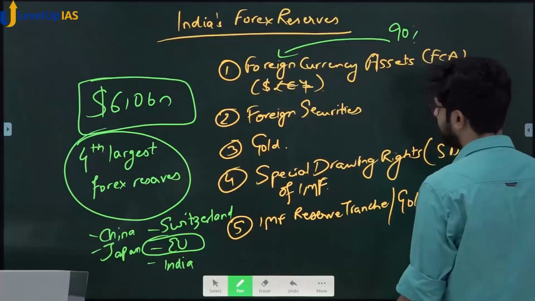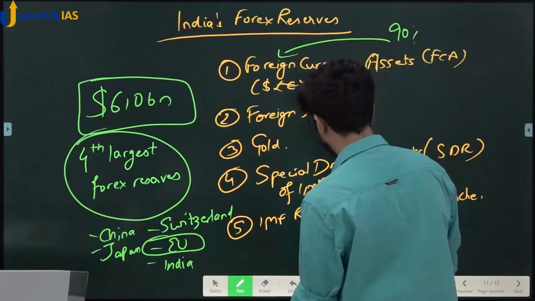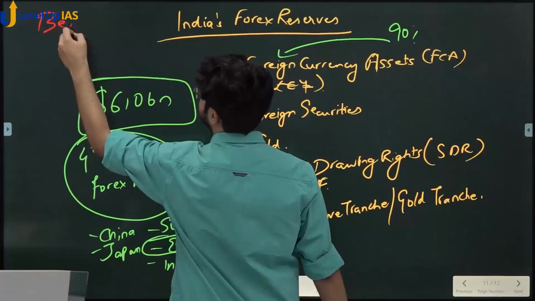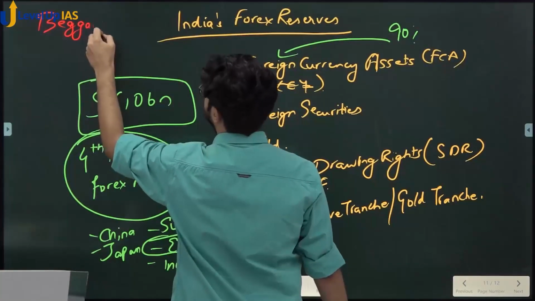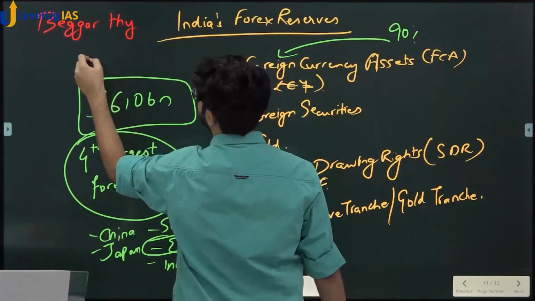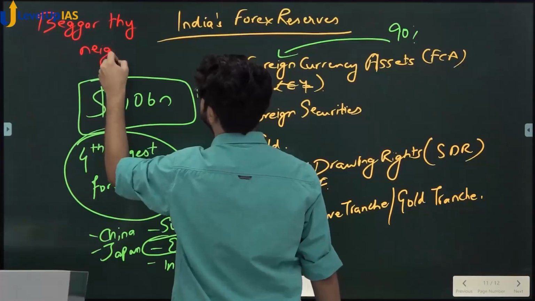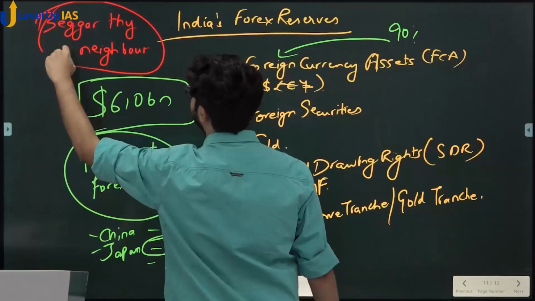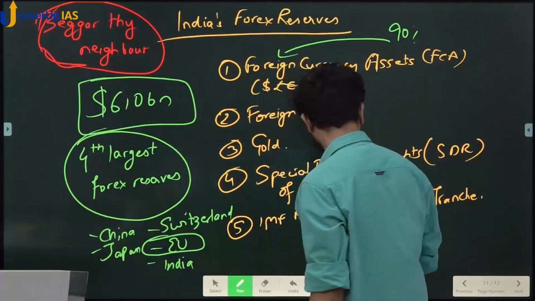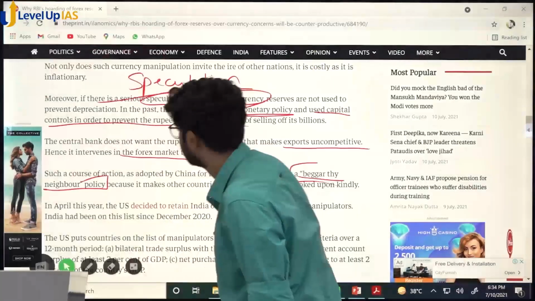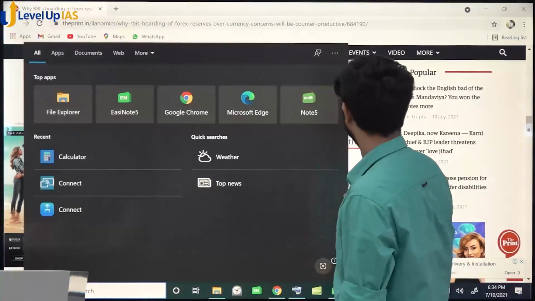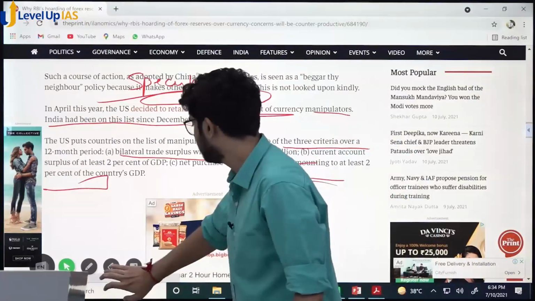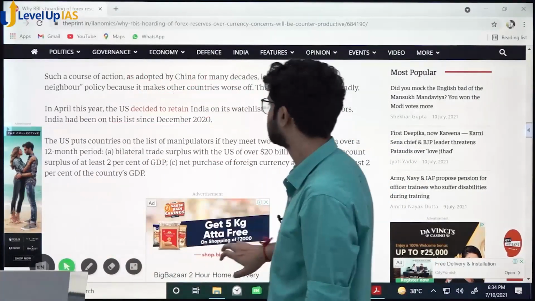Very, very, very important. I'll just write it here. Sir, out of all the colors of red, why do you write in this one? Yeah, I know. Beggar thy neighbor policy. Where did it go? Beggar thy neighbor policy. Then, okay.